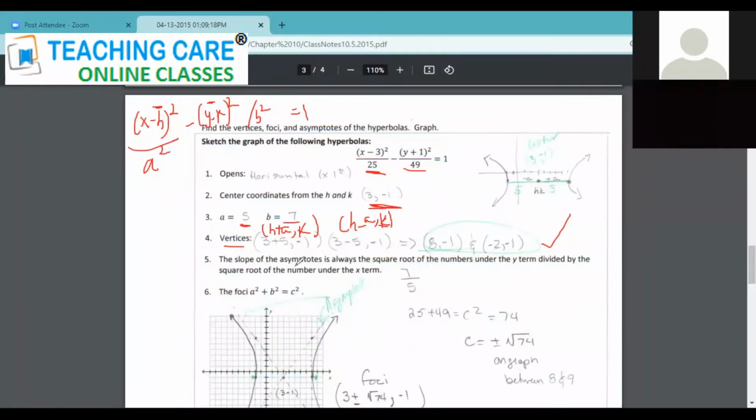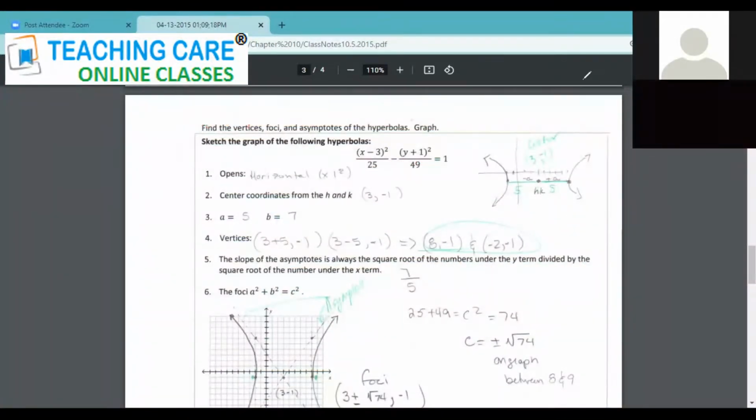The slope of the asymptote is always the square root of the number under the y term divided by the square root of the number under the x term. Well, what is the square root of the number under the y term? It is the square root of 49 divided by the square root of the number under the x term, that will be the square root of 25. So that is nothing but 7 upon 5. Understood? Next.